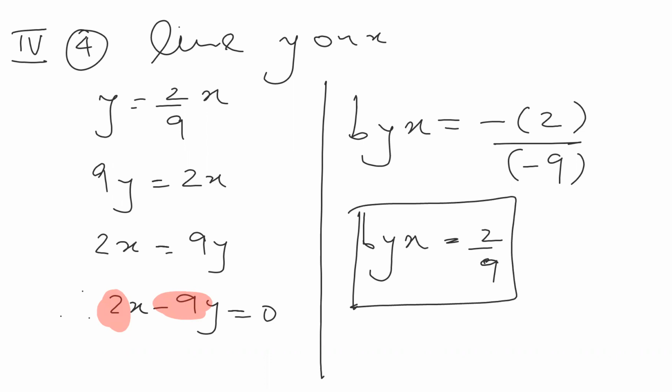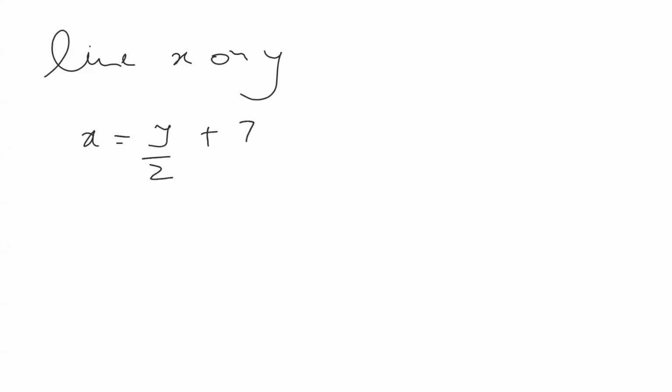Then one more line is given to us, line x on y. When the equation of the lines are given to us, and when they specify y on x and x on y, it becomes a bit easy for us. X is equal to y by 2 plus 7 by 6. So we'll take LCM, y into 3, 2 into 3.